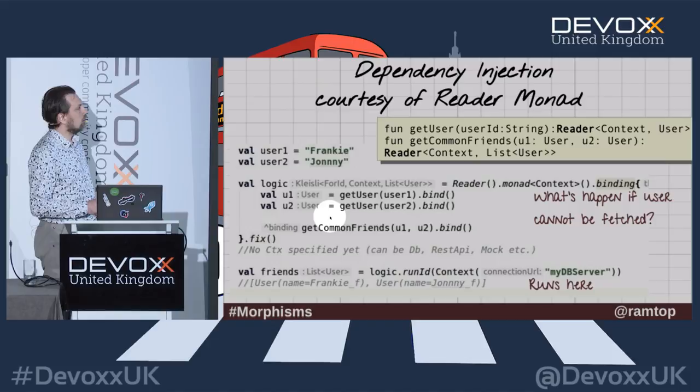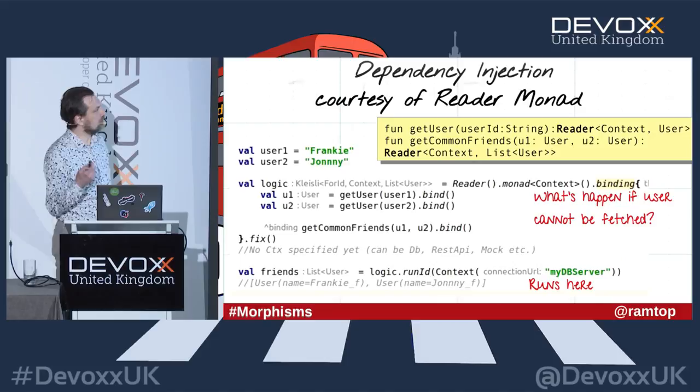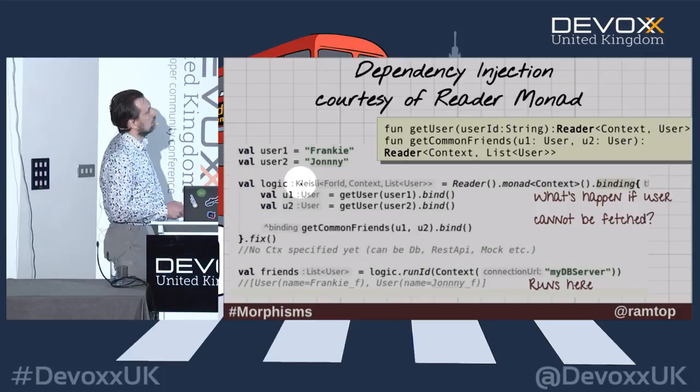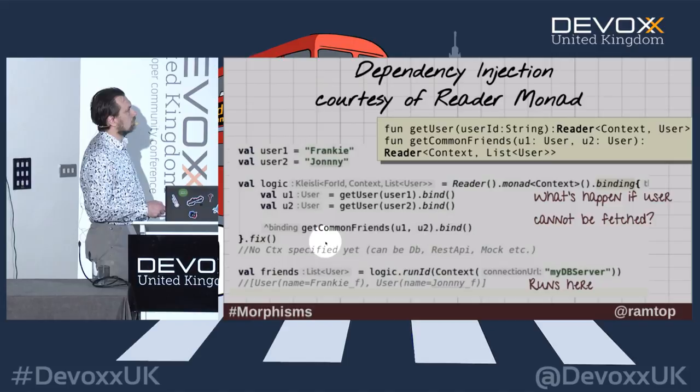And then when we put all this stuff together, we can define our logic here. And then we do a lot of other stuff that we don't really care about. We just pass the logic around. And then when we say logic run with an ID, and we pass the actual context, which in this case is the database, it will be executed.